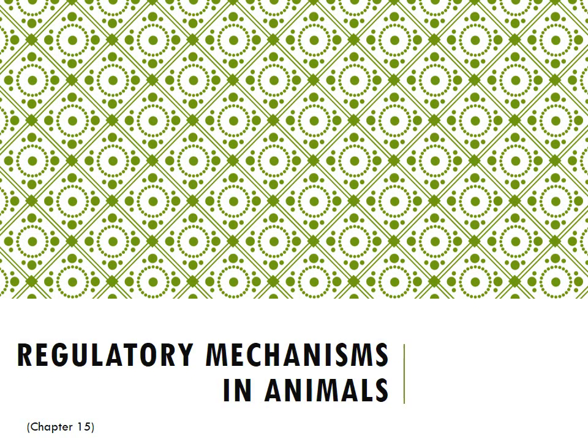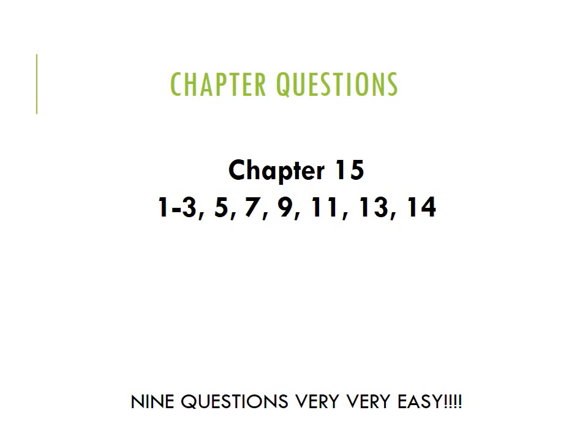Today we're going to be doing chapter 15, which is regulatory mechanisms in animals from Heinemann 1. And these are the questions that you need to look at doing. There's only 9 of them, and they shouldn't take you too long to get them done either.